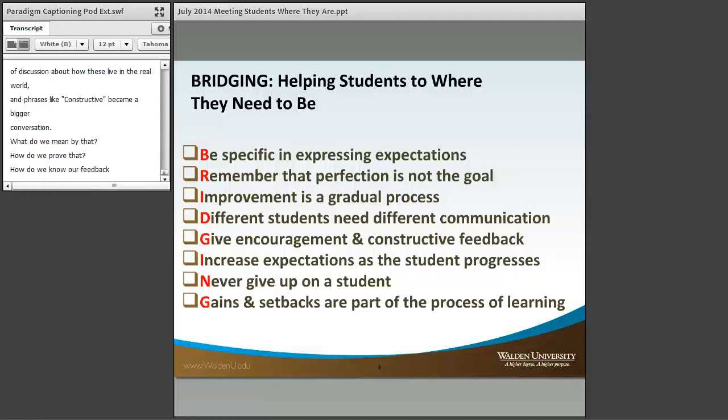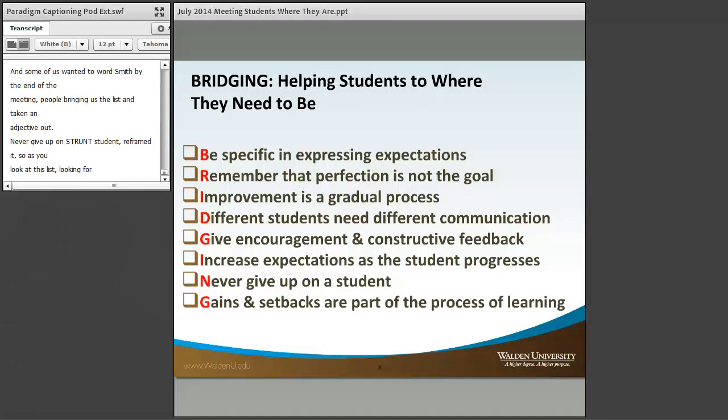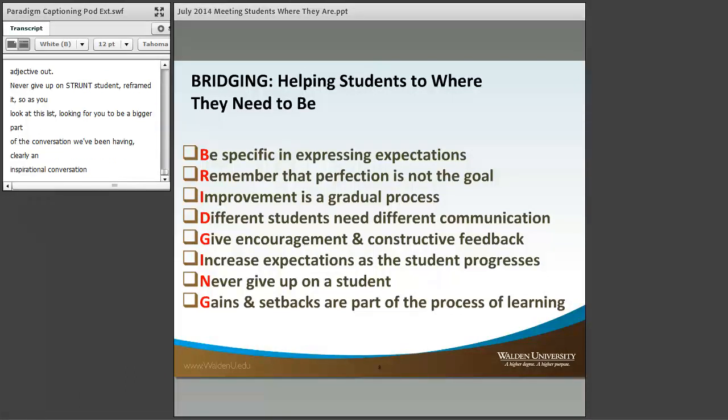And some of us wanted to wordsmith. By the end of the meeting, we had people bringing us the list, and they'd taken an adjective out, or changed "never give up on a student." They had reframed it and rephrased it to make it more true in their own professional life. So as you look at this list, we're really looking for you to be part of that bigger conversation that we've been having. Clearly an inspirational conversation if you look at Sherry's bridging work here. But Angie, Alan, would you like to give some more input, or if there's a couple of these that you'd really like to highlight for discussion to get the conversation going?